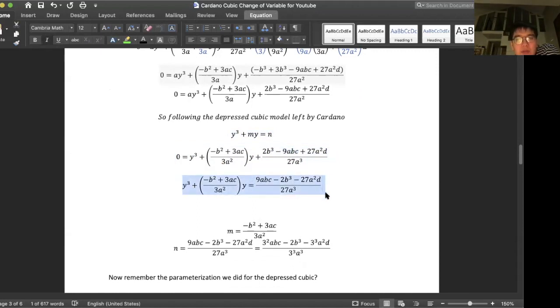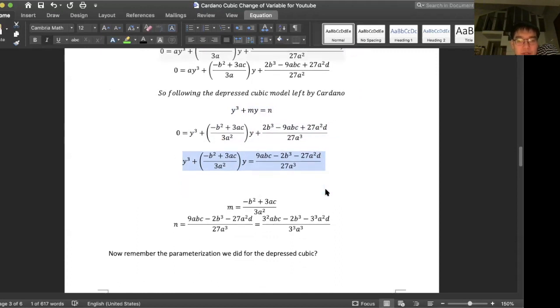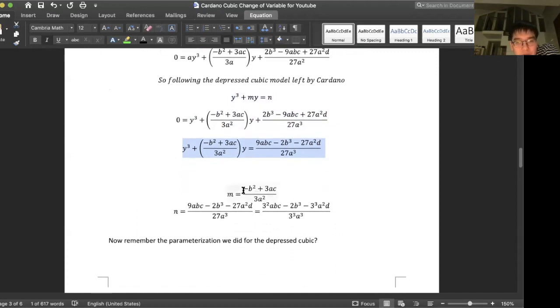And so our corresponding parameters of m and n that satisfy Cardano's depressed cubic solution is negative b squared plus 3ac all over 3a squared, and in prime factorization form, 3 squared abc minus 2b cubed minus 3 cubed times a squared d over 3 cubed a cubed. Oh, that was a mouthful.